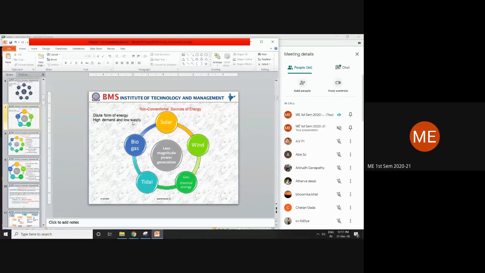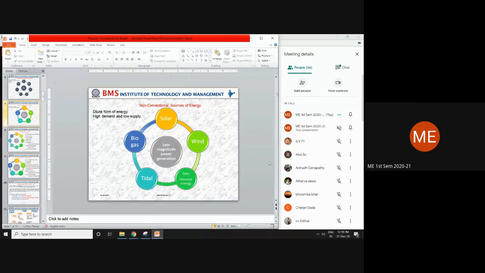So wherever high demand is there and low supply is there, those types of energy sources are considered as non-conventional sources of energy. Example: solar, wind, geothermal, tidal, and biogas. What do you mean by this geothermal? Anyone can tell? Any idea about geothermal?